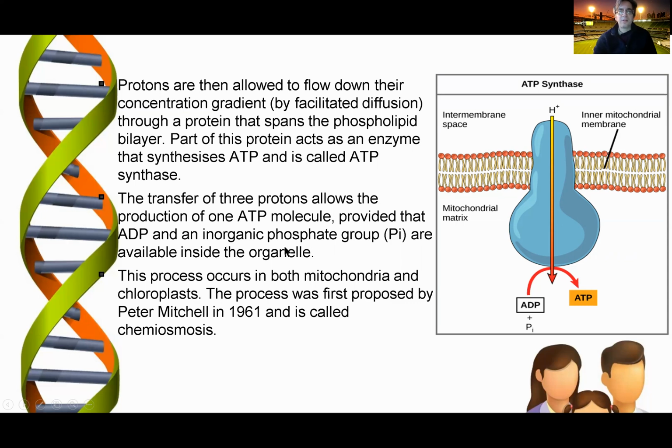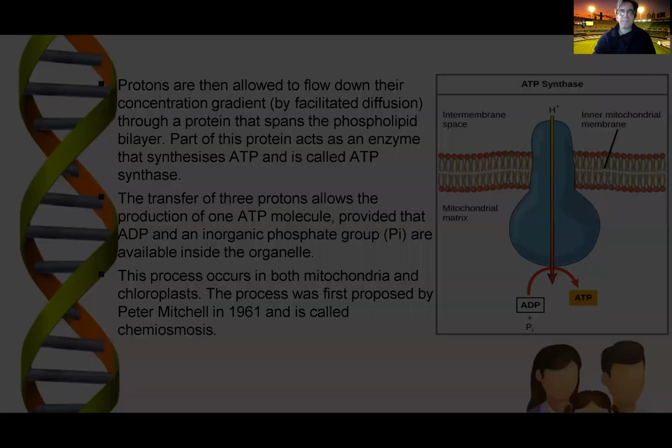This occurs in mitochondria. Mitochondria are the energy factories of each cell. So in cell terms, we think of the ribosomes as the protein factories, the mitochondria as the energy factories, and the nucleus as the coding center of the cell. This was discovered by Peter Mitchell in 1961, and is called chemiosmosis.